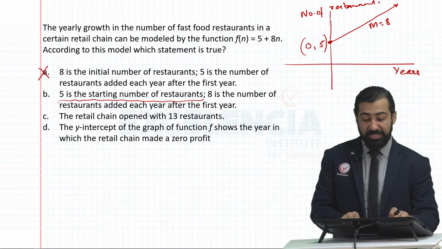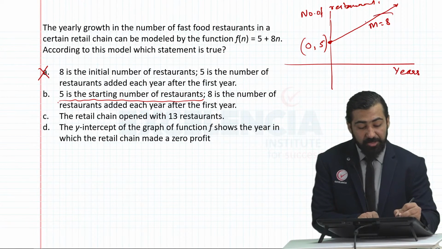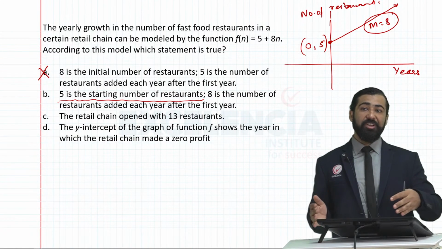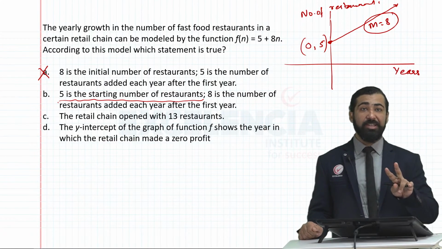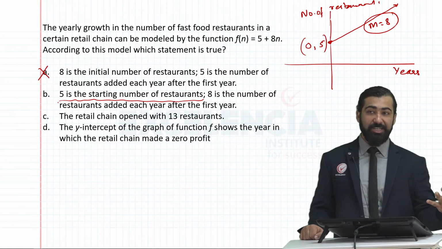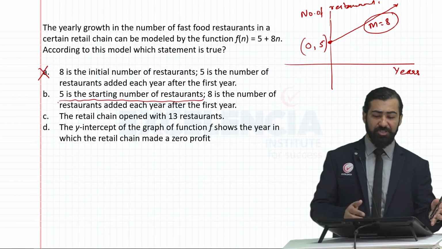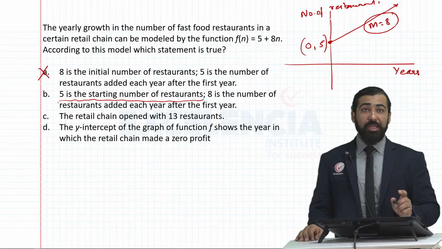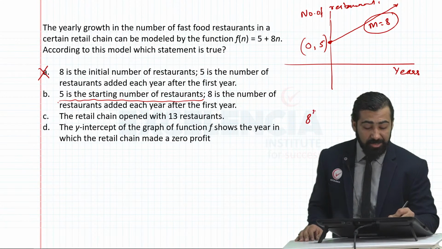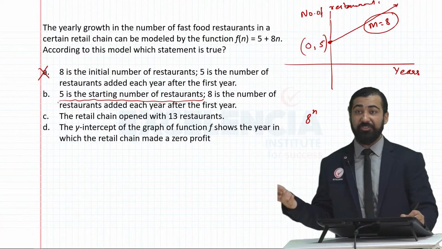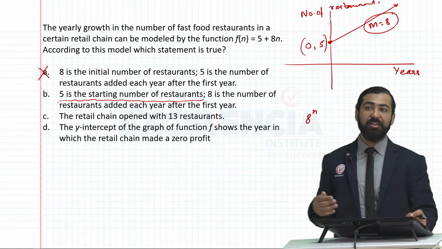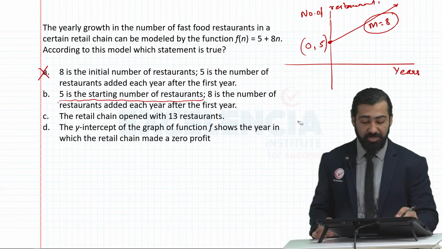Next, here 8 is the slope. Slope represents that per year, in 1 year my number of restaurants will increase by 8. In 2 years, the number of restaurants will increase by 2 times 8. In 3 years it will increase by 3 times 8. In 4 years it will increase by 4 times 8, and so on. If this were an exponential function, in that case it would be 8 to the power n. So in the first year we would have 8 restaurants, in the second year 64 restaurants, in the third year 512 restaurants, and so on.